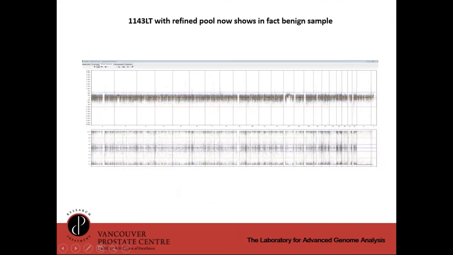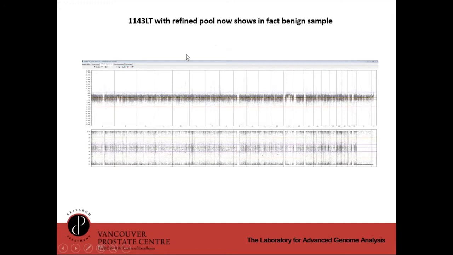So moving on and going back to actually 1143, which is one of those primaries, when I run him now against the refined group, the refined pool, where I take those three that we're really happy with because we think they're flat, and I run them against this guy, I can see that in fact this is a benign sample. So it's dead flat in copy number across the top, and not only that, that's corroborated by the B allele, excuse me, the frequency plot. So you can see that this is dead flat as well and heterozygous in nature.